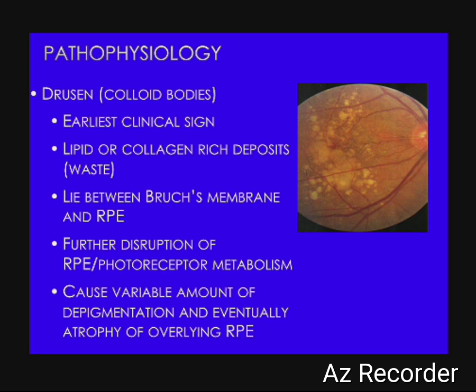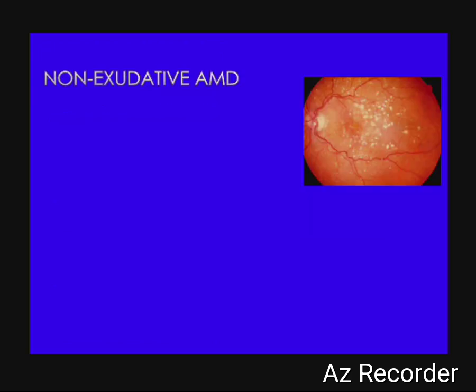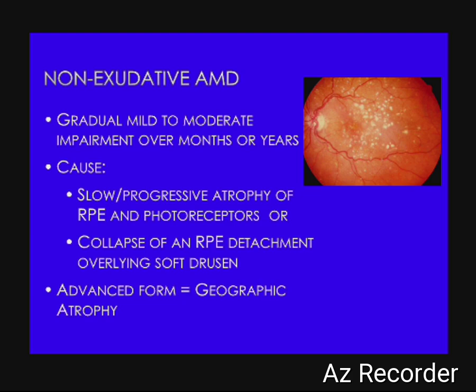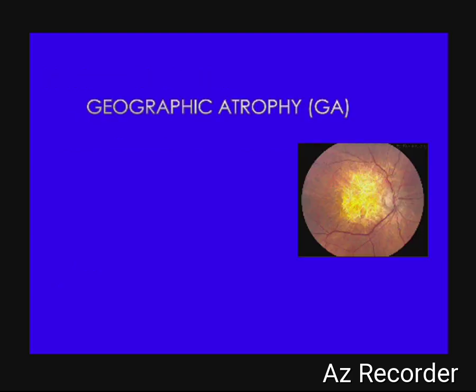In dry AMD, again, we have the development of drusen. This is made up of lipofuscin, this yellowish substance, also known as colloid bodies. And this presents also as a diffusion barrier for the RPE cells. In dry AMD, there's a gradual loss of vision. And with time, there is a loss of enough photoreceptors and RPE cells that you have what's called geographic atrophy. And in the area where there's geographic atrophy, there is no vision.